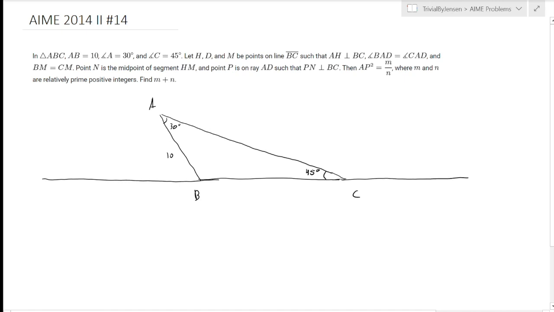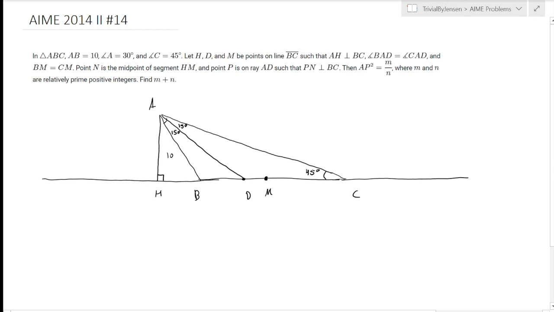such that AH is perpendicular to BC. So it looks like H is just the foot of the altitude. And then angle BAD equals angle CAD, so AD is going to be the angle bisector of this triangle. So this gets split into 15 and 15 degrees. And then BM equals CM, so M is just the midpoint of side BC.